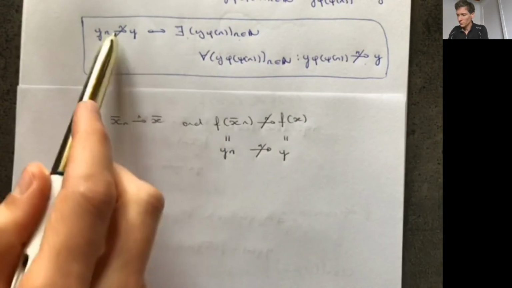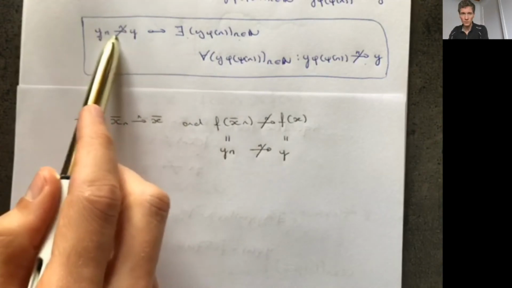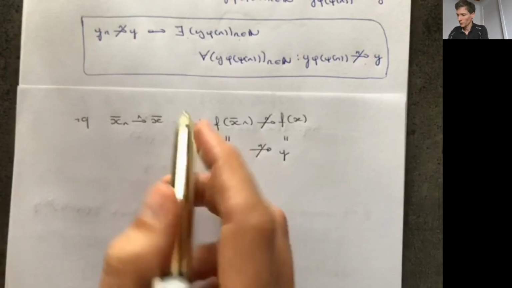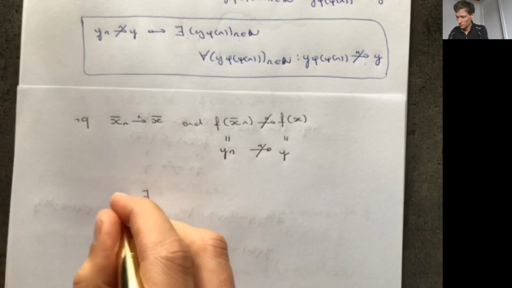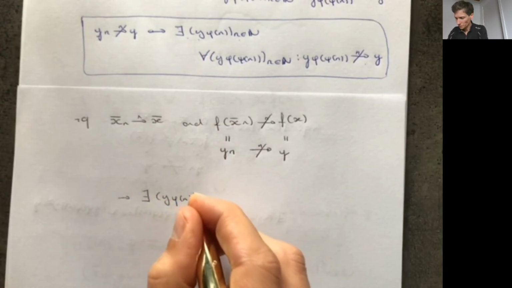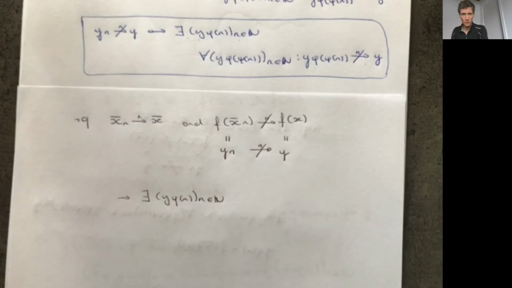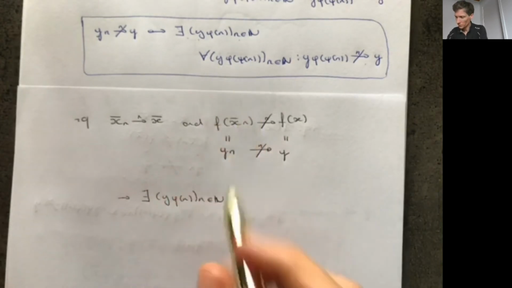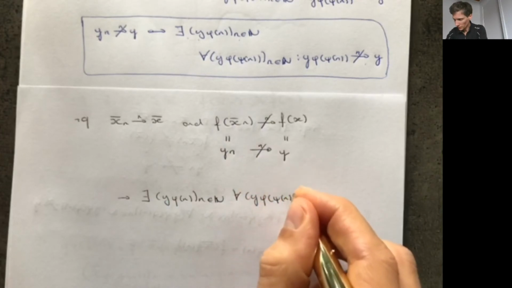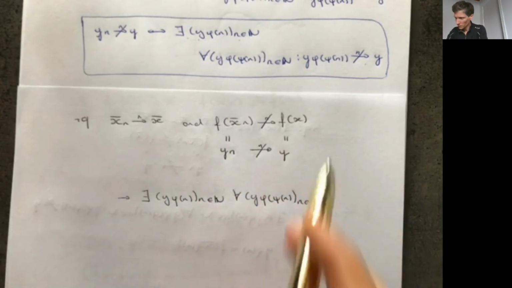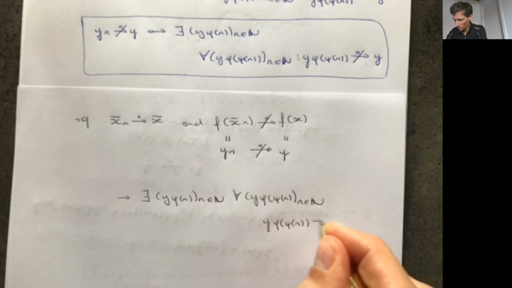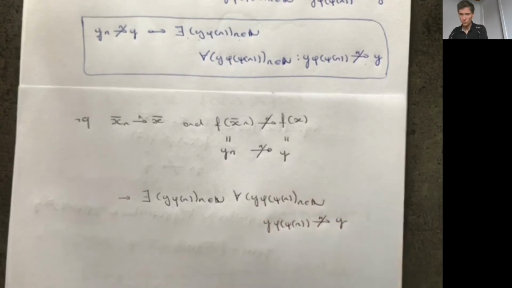However, now we see that these two things are very similar, right? We have a sequence yn that doesn't converge to y. So using this, we can say that from this it follows that there exists a subsequence y phi n, such that for any subsequence of the sequence, so for any y phi psi n, this subsequence does not converge to y. Okay.